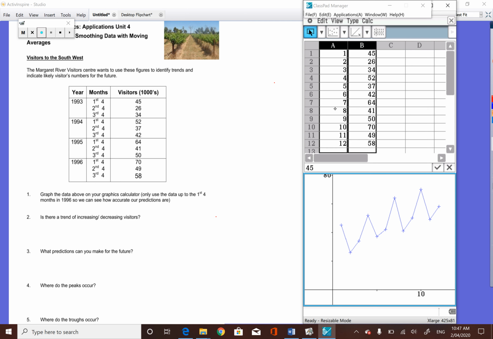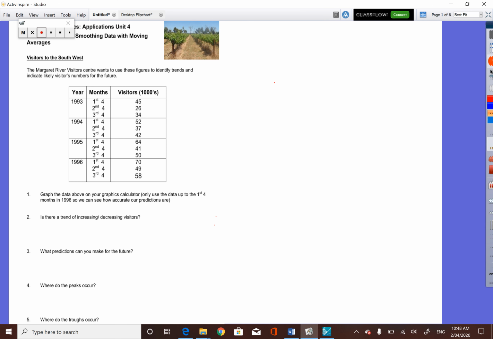So in question 2, it says, is there any trend? Yes, we can see there's a long-term increasing trend. For question 3, what predictions can you make for the future? We would say that the visitors increase. We would suggest that they increase more prolifically in summer, and there's still troughs during the winter months. Where do the peaks occur? They occur in the first 4 months, as we can see each time on our graph here, here, and here. And then the troughs occur in the second set of 4 months. All right, so let's move on.